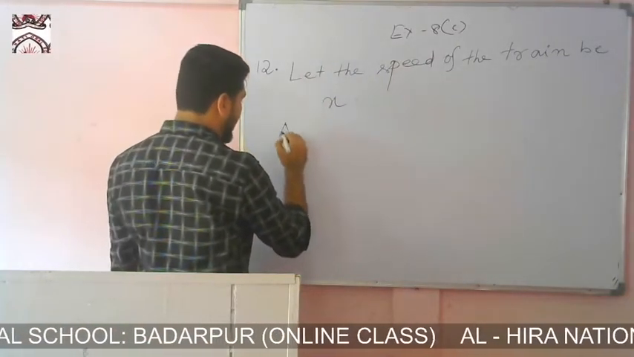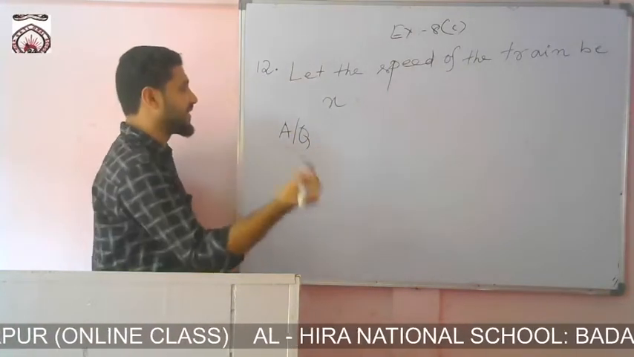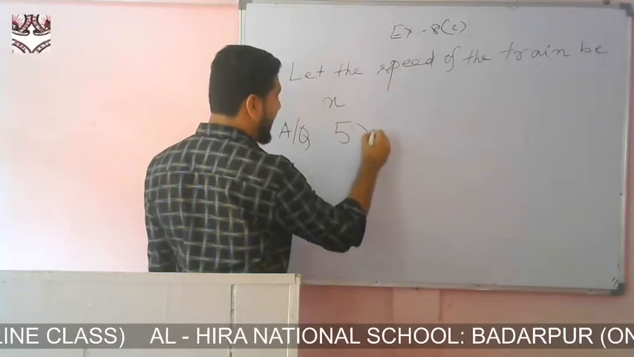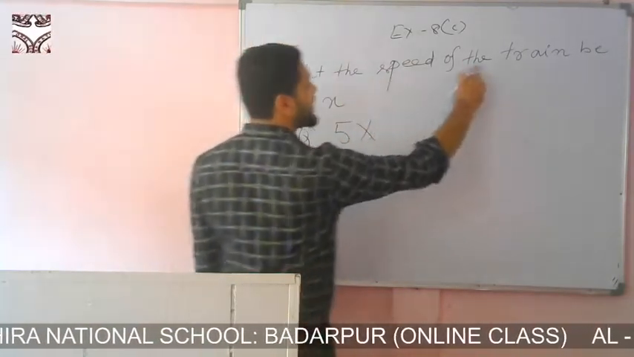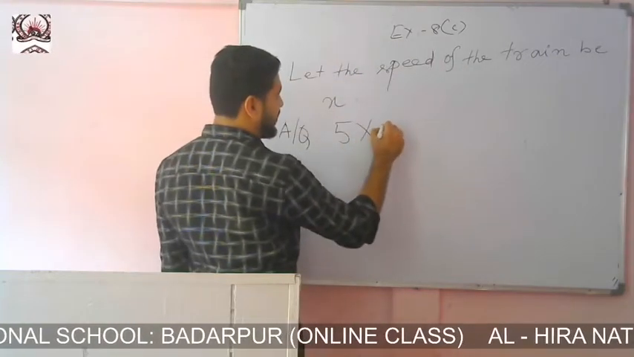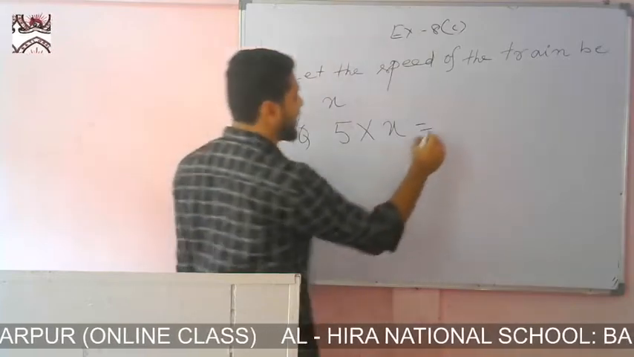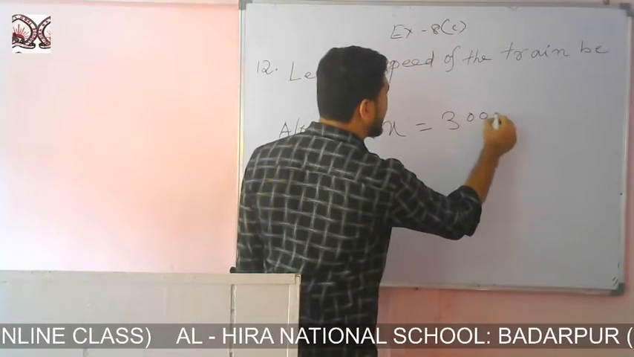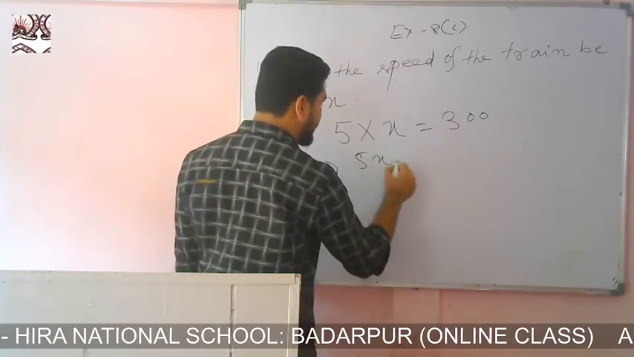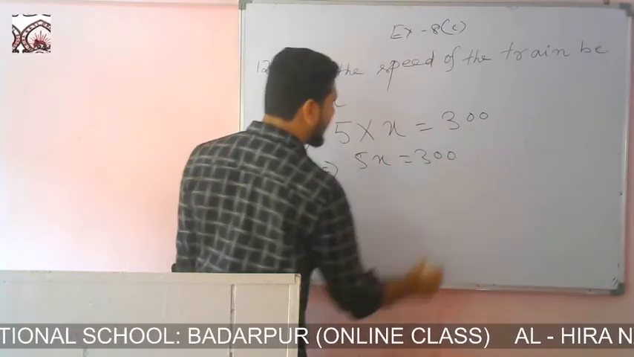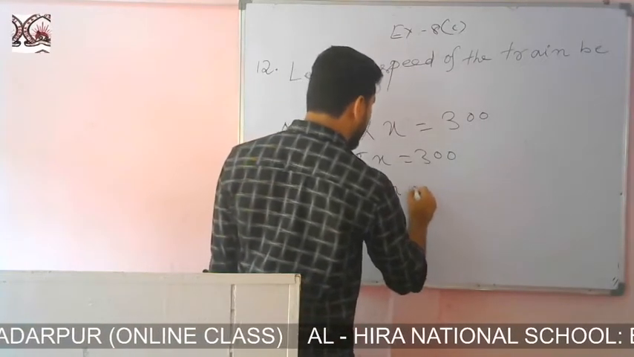Now according to question, you see 5 times the speed of the train. 5 times speed multiplication, 5 times the speed of the train, and speed of the train we will let it what? X. So we'll write x equals to what? 300 km per hour. So I can make an equation like 5x equals to what? 300. Okay.